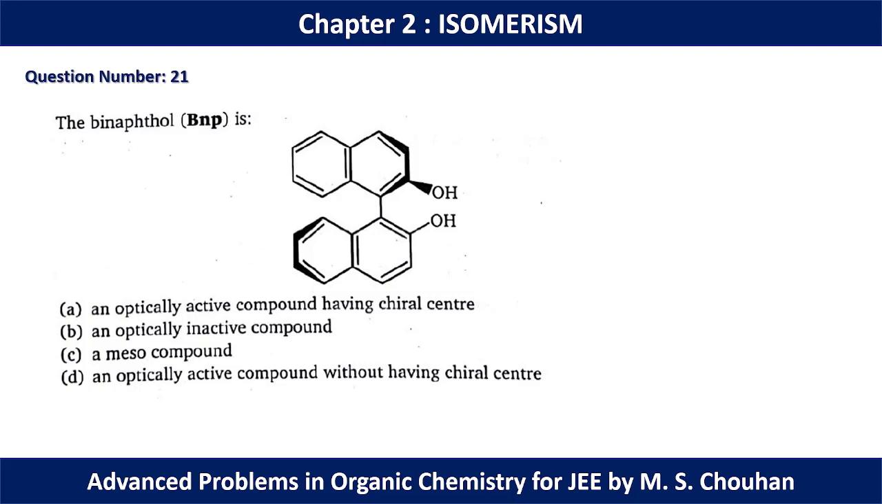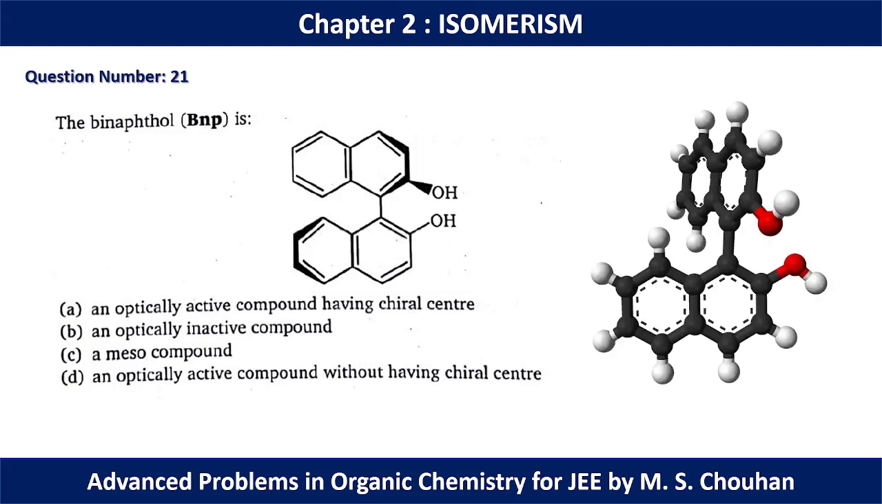If we closely look at this structure, it will look like this. So there is no plane of symmetry or inversion symmetry present for this molecule. If there is no sigma symmetry present, the molecule has to be optically active in nature. But there is no chiral center present in the molecule. So binaphthyl is an example of a chiral molecule without having any chiral center. So it is an optically active compound without having any chiral center. So option D should be the correct option.